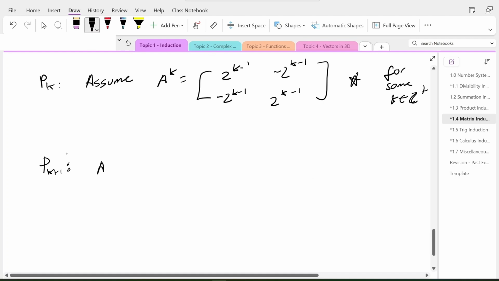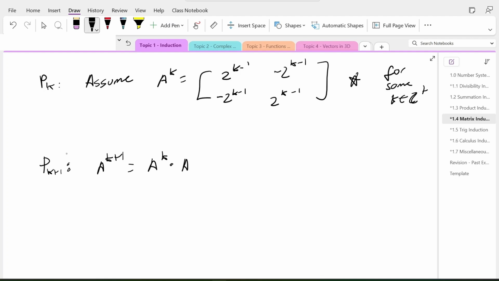So in particular, the matrix A to the K plus 1, we're going to split it up much like a lot of other induction methods. A to the K we already know, so this is the matrix 2 to the K take 1, and then we're going to be timesing it by the original matrix A.